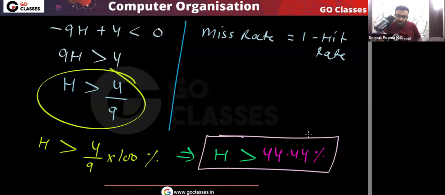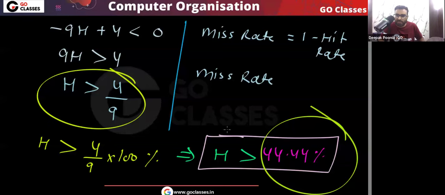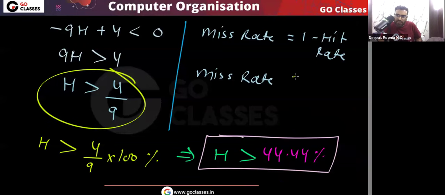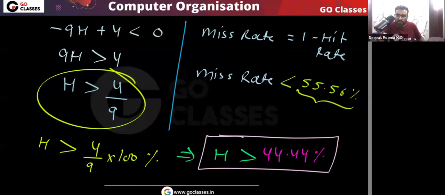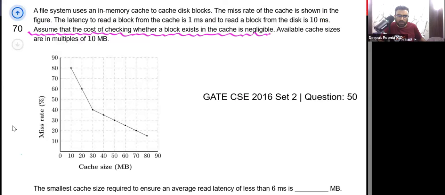So I can say, if hit rate is greater than this value, what will be the miss rate? Miss rate should be less than, because hit rate we have found in the percentage. So I can say miss rate, basically I can remove this from 100. Okay, so I can say miss rate will be less than 55.56%, because hit rate is greater than this value, so miss rate will be less than this value. Okay, so we have found that miss rate should be less than 55.56.